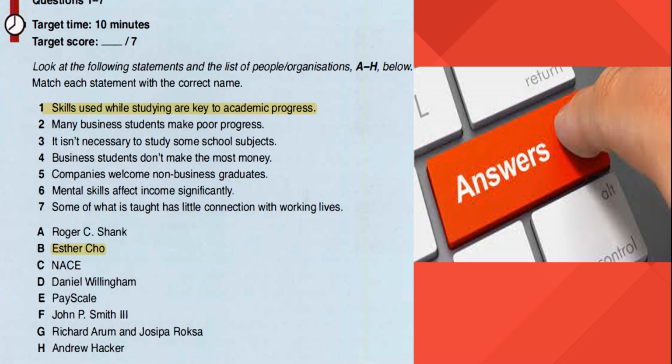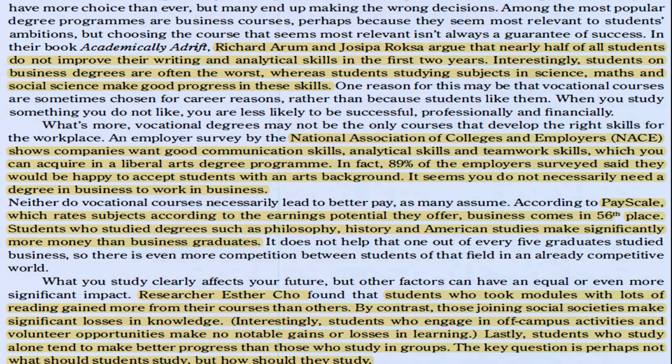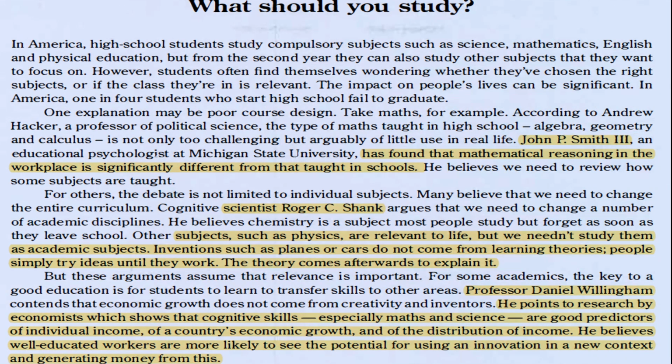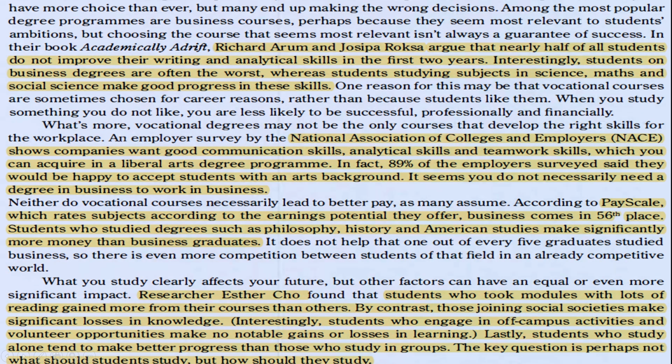So let's get started. The first one is, I've already underlined it for you: skills used while studying are key to academic progress. The first one is Esther Cho. Where is it? Here are our headings. Let's go to our marked sentences. At the end of the paragraph of the text, here is researcher Esther Cho.